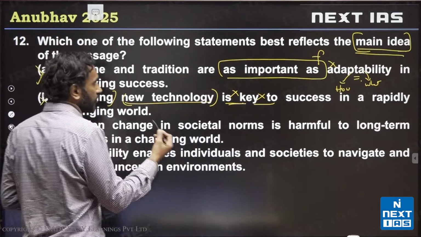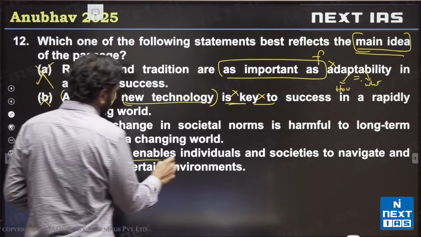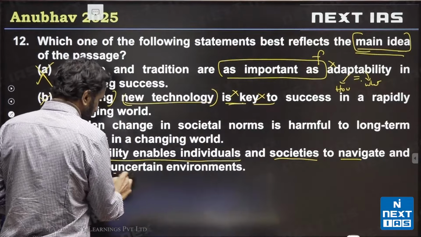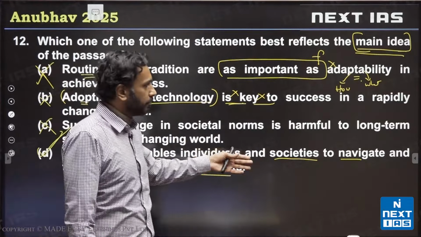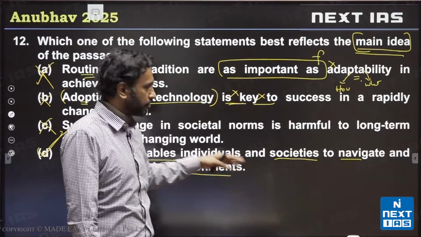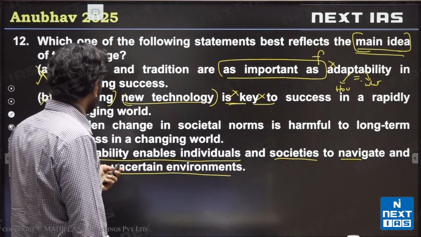C has no mention of the main point, which is adaptability. D is the only possible choice. Adaptability enables individuals and societies to navigate uncertain environments. So D is again missing a few points that are mentioned in the passage, but it's the only possible answer. So this is an easy question. I would categorize this as an easy question. All right.